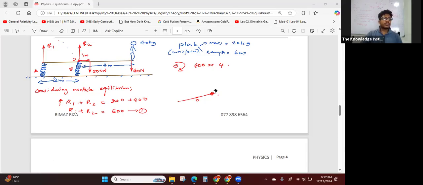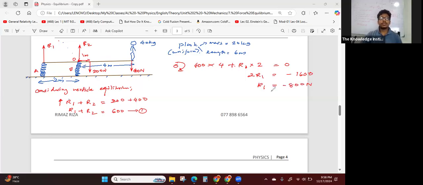Then we have R1 clockwise, R1 times the distance, which is 2 meter. So this should equal 0. The net moment must be equal to 0 to maintain equilibrium. So then, I write the unit first. Okay, so I have 2R1 equals minus 1600. Therefore, R1 equals minus 800 Newton.